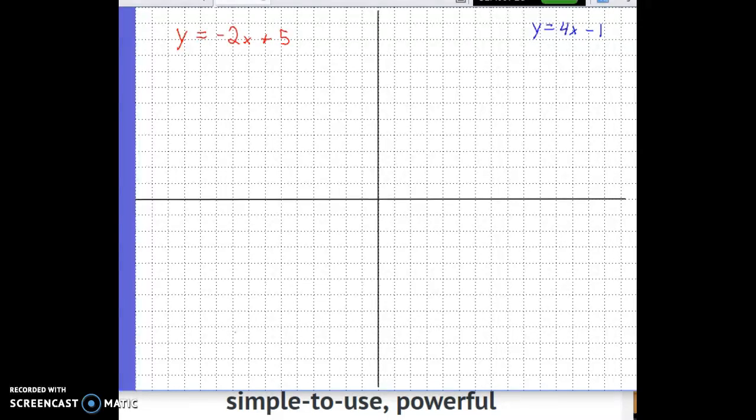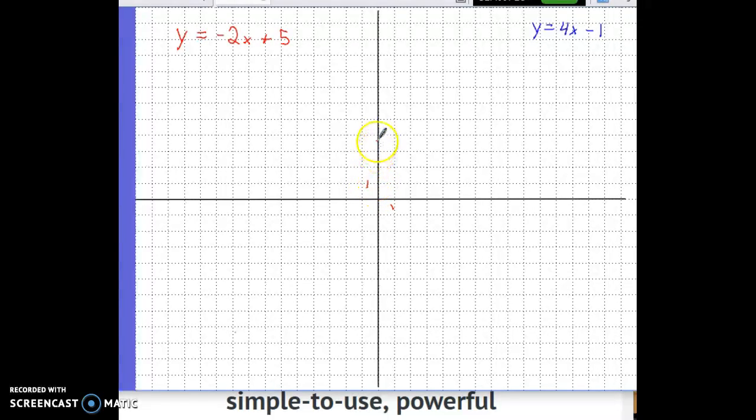So here we go. Here are two equations. y equals negative 2x plus 5. y equals 4x minus 1. Let's find the solution to this system of equations. So we're going to start by graphing. We'll graph the red equation, negative 2x plus 5. We'll put a scale of 1 on our graphs. Don't forget that scale matters.